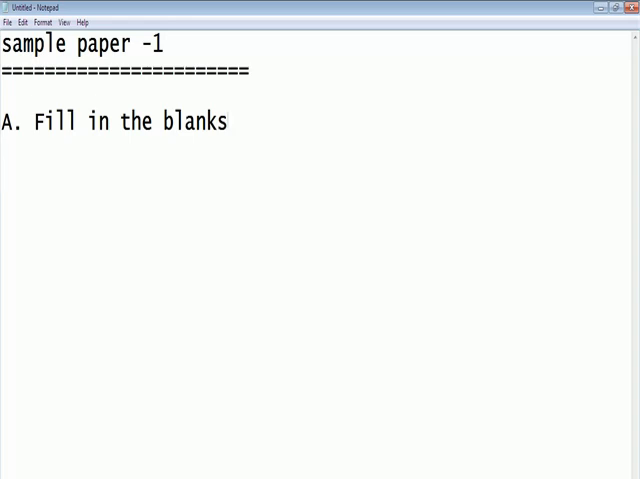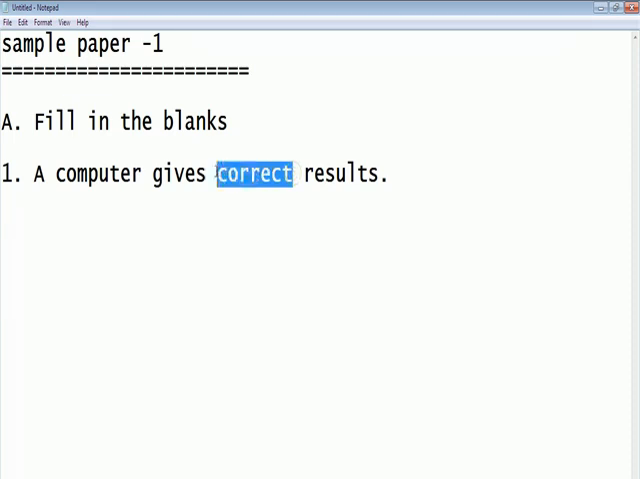For the first question, what is the first question? A computer gives correct results. For the first question, this correct is the right answer. Correct. Computer gives correct results.